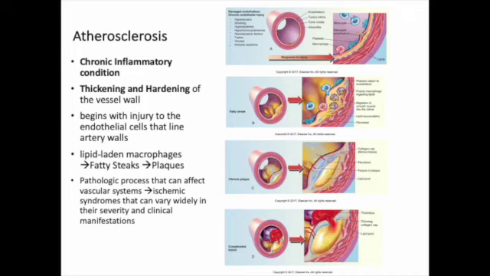So first, there has to be an insult or an injury to the endothelial cell wall that lines the artery. These lesions will progress from the endothelial injury, and eventually there's going to be dysfunction, leading to fatty streak and fibrotic plaques accumulating within that lesion.